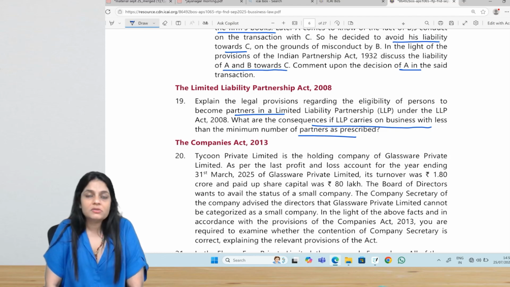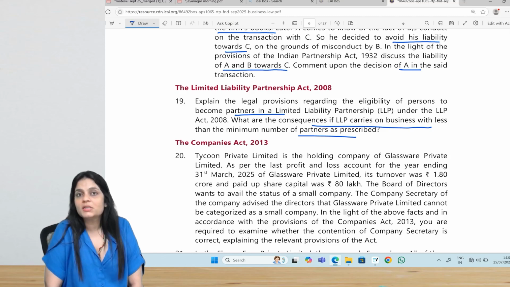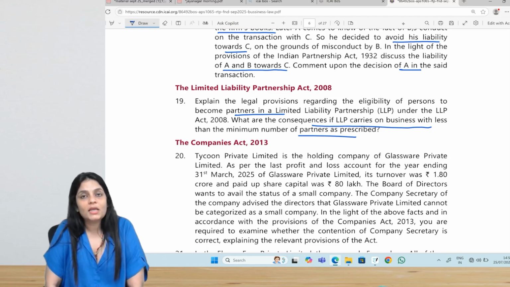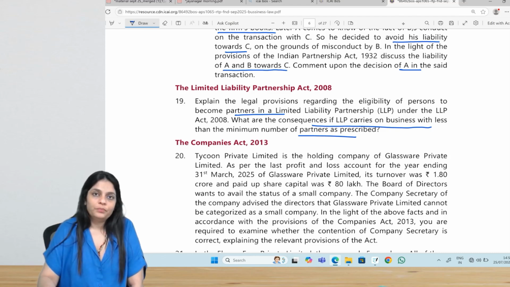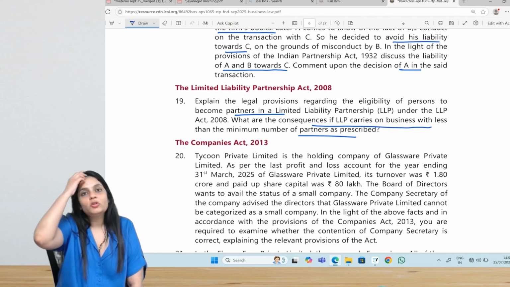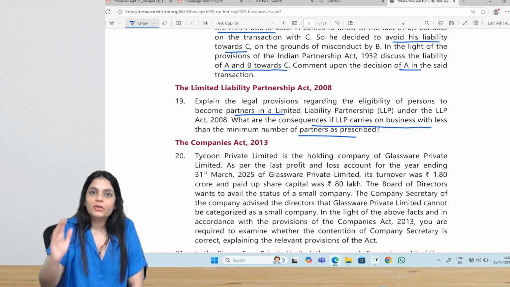If the number of members is reduced below 2 and the LLP continues its business for more than 6 months, then in that case, the sole partner who had knowledge of the reduction shall be personally liable for the obligations of the LLP incurred during this period.